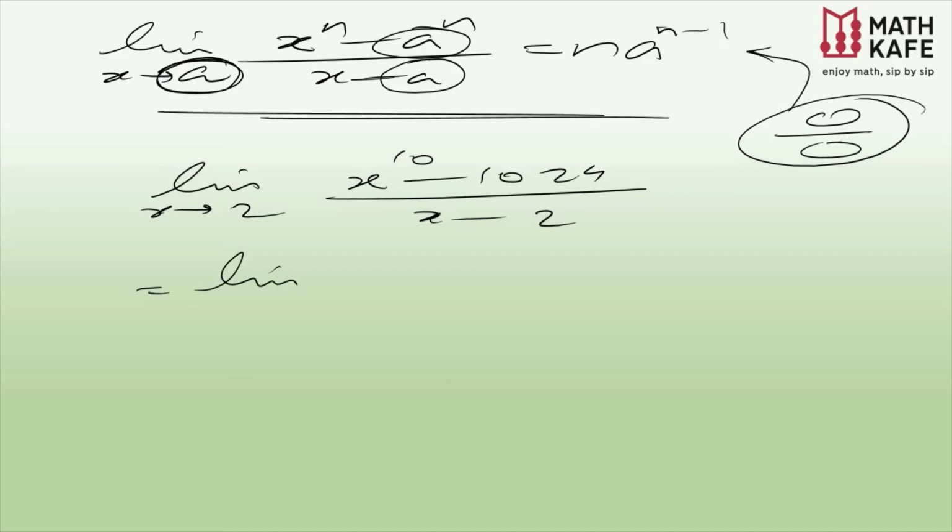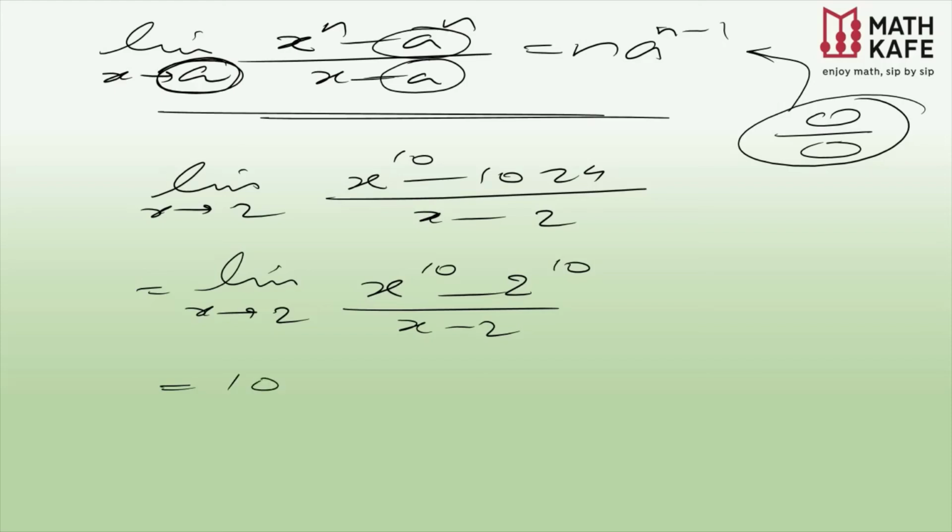This I can simplify as limit x tends to 2, x raised to 10 minus 2 to the power of 10, by x minus 2. If you have doubt, you can verify that 1024 is 2 to the power of 10. Now cross check the values: a is 2 and n is 10. So the formula gives 10 into 2 raised to 10 minus 1, so 10 into 2 raised to 9, which is 512 into 10. So it will be 5120.